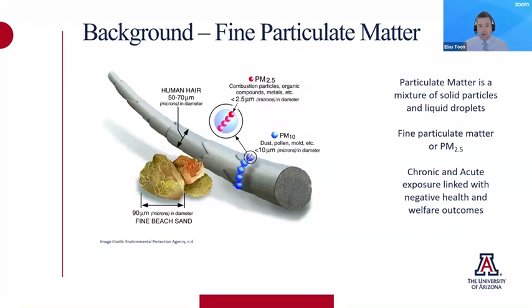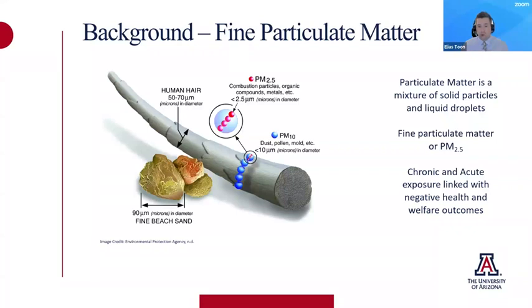In this graphic here, you'll see a depiction of the diameter of different small particles. In the bottom left-hand corner, you'll see a depiction of the size of fine beach sand, which is generally around 90 microns. You'll also see the thing going through the middle of the graphic is the width of a human hair, which is on average about 50 microns.